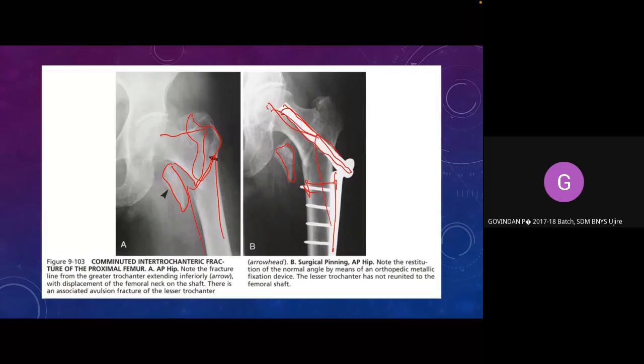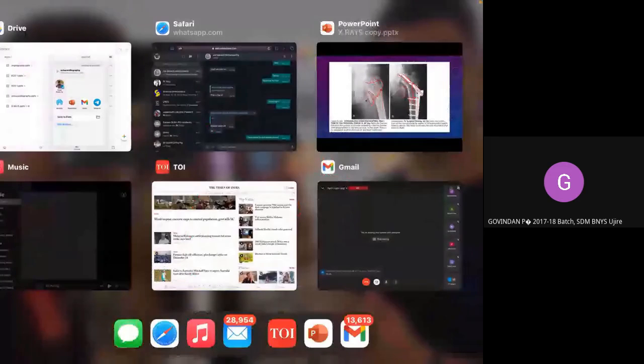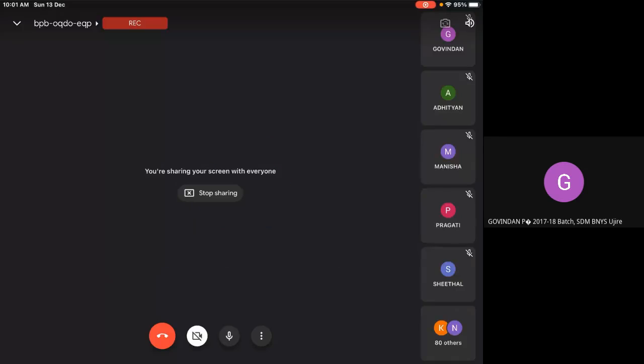Could someone tell me what is the normal neck shaft angle in any human beings or in Asians? What is the angle between neck and shaft? It is given in your BD Chaurasia book. Does anyone know? Around, if you can get. Okay.